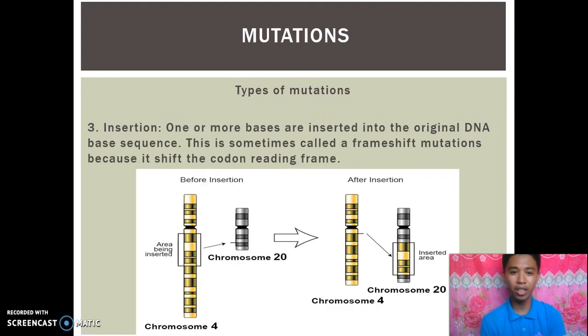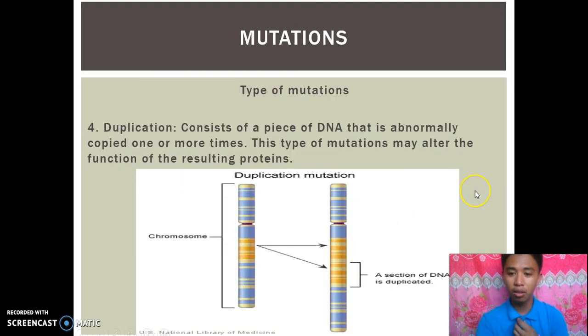Next, insertion. One or more bases are inserted into the original DNA base sequence. This is sometimes called a frameshift mutation because it shifts the codon reading frame. So, it has chromosome 4 and an area being inserted into chromosome 20. And then after the insertion, chromosome 4 becomes chromosome 20.